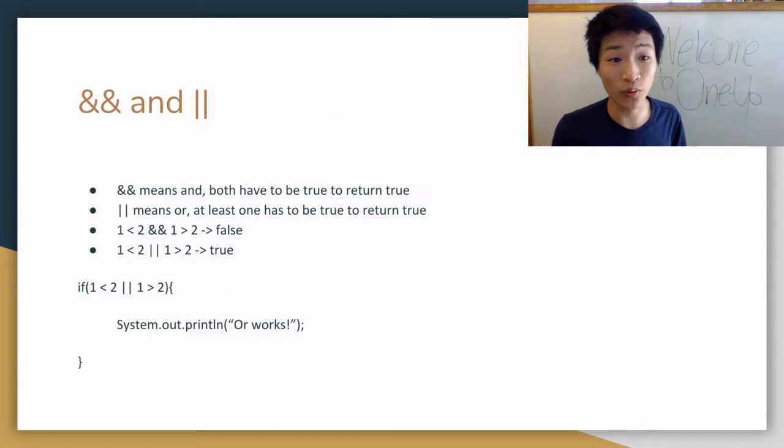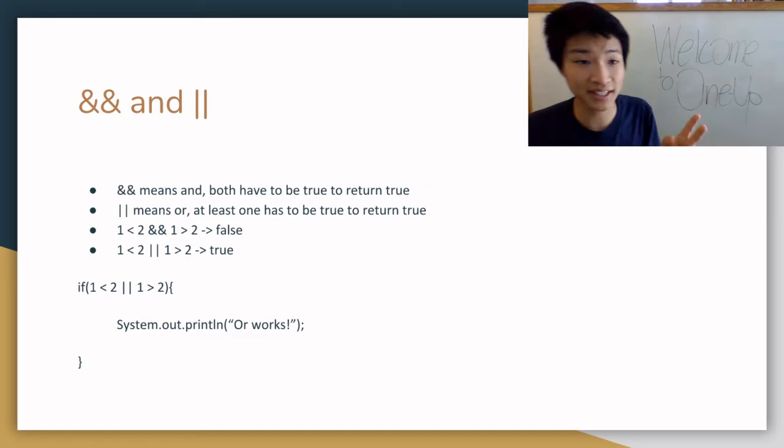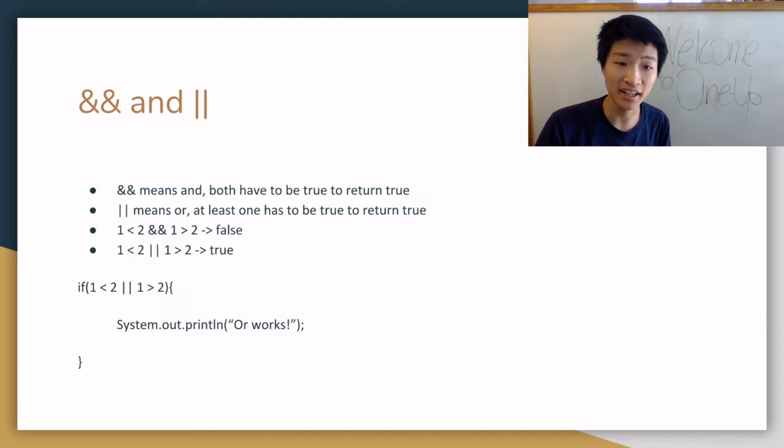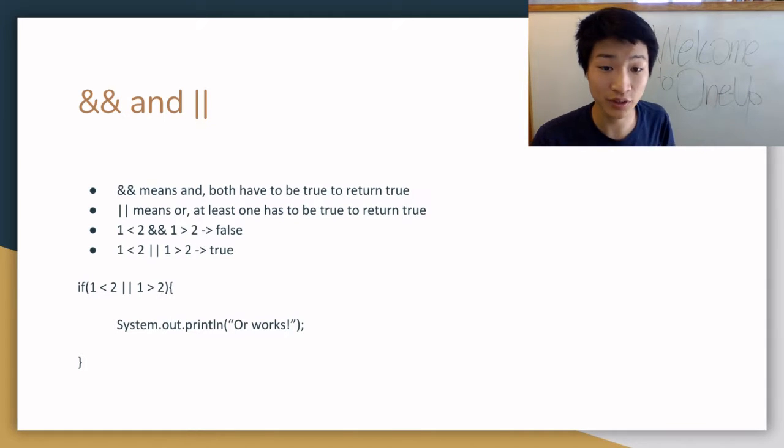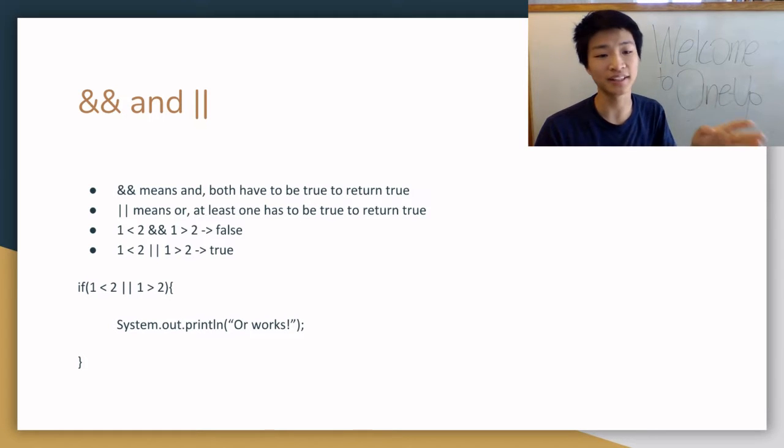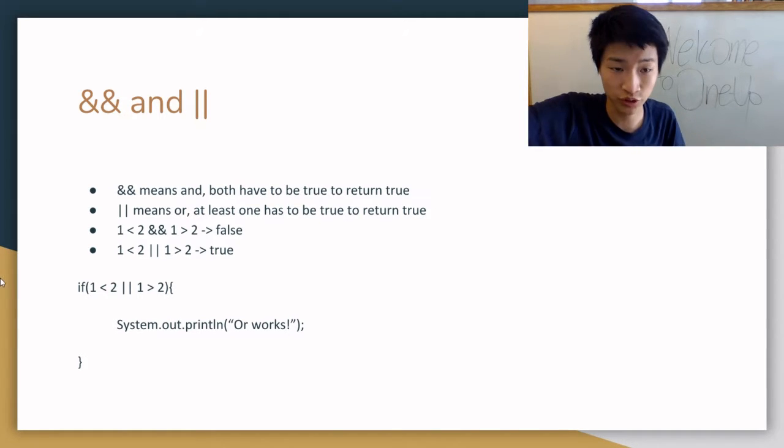Now, and, or. The two ampersand signs mean and, and the two straight lines mean or. And means that both the thing on the left and the thing on the right have to be true in order for it to be true. Or means either of them has to be true in order for it to return true.